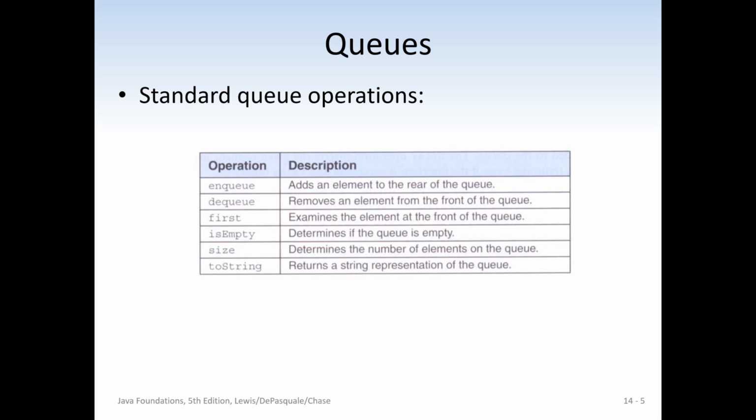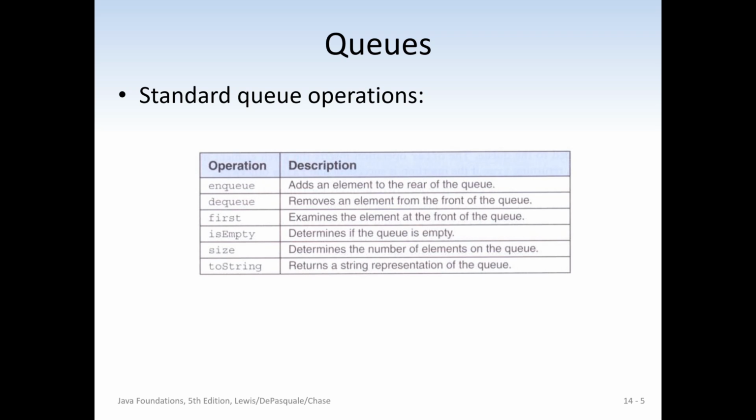First examines the first element of the queue, which is pretty similar to peek. Why they don't call it peek, I don't know. Go figure. It's pretty much like peek in stacks. It lets us look at the next thing we're fixing to pull off, okay? So it lets us peek at the first thing in the line. isEmpty, again, is just like the stack one. It tells you if this queue is empty or not. Size tells you the number of elements in the queue, and then toString gives you a string representation of the queue, if that makes sense.